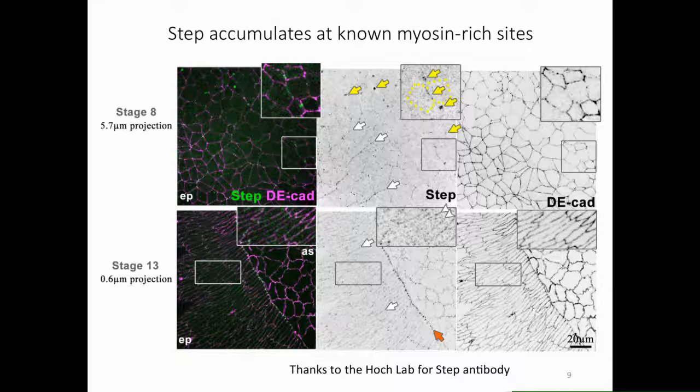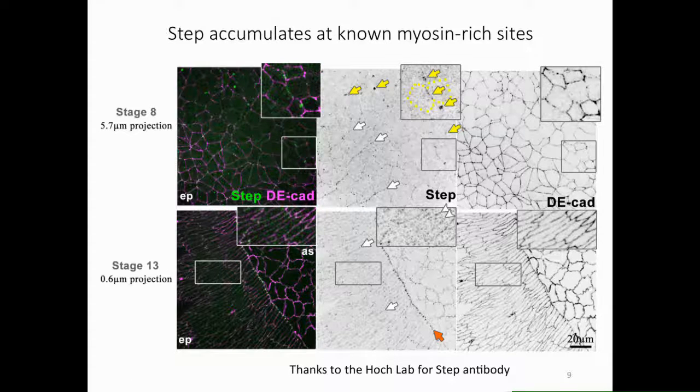The first thing we decided to do was see where Stepkey is actually localized. To do this, we fixed embryos at various stages of embryogenesis. Here I'm showing two, stage 8 and stage 13, and we used an antibody that we obtained from the Hoke lab. We saw that Stepkey generally is localized to the plasma membrane and is specifically enriched in areas where we know there's high actomyosin activity. Specifically, we see high levels of Stepkey at cytokinetic rings of dividing cells, at these constricting cell-cell contacts, and along the leading edge here. So it seems as though Stepkey is acting where actomyosin is.